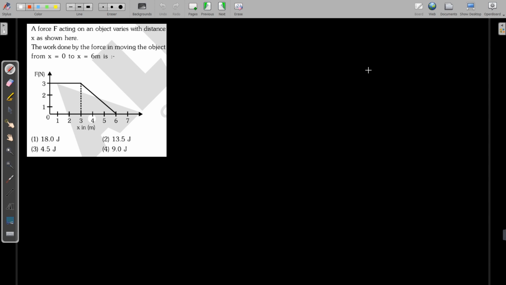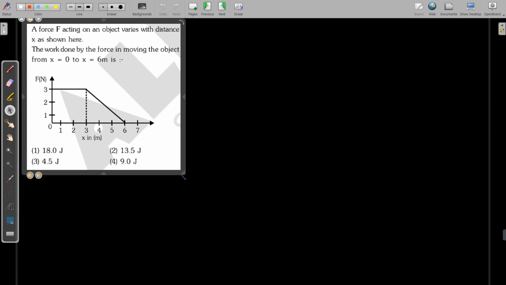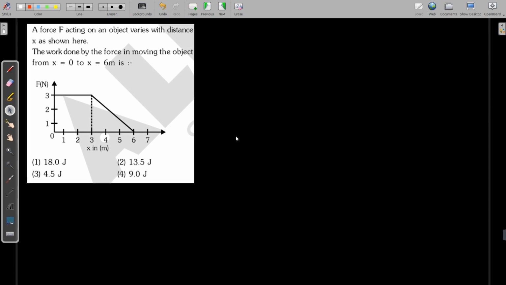Next, this type of numerical. What are we going to do with this type of numericals? See, here what is being given? It is given a force acting on an object that varies with distance as shown. The work done by the force in moving the object from x equal to 0 to x equal to 6 meter. So here, to solve this type of question, let me give you one tip.